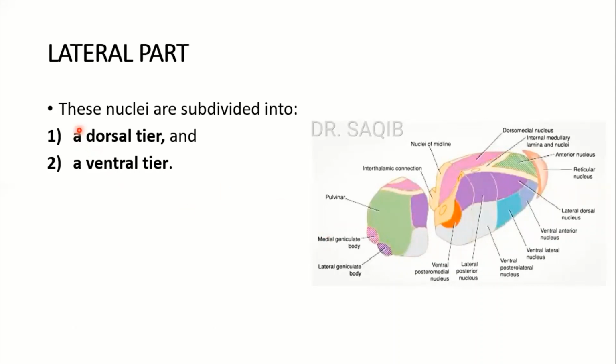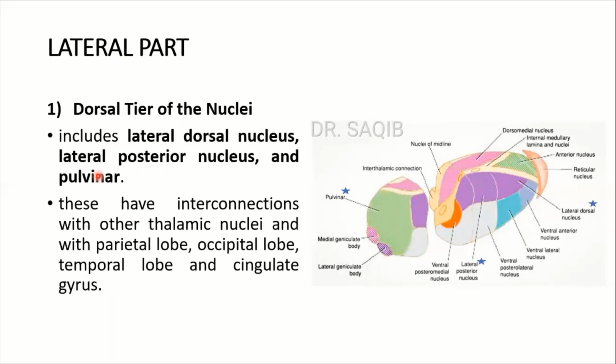Here we go to the next, the lateral part. These nuclei are subdivided into a dorsal tier and a ventral tier. So the lateral part is subdivided into a dorsal tier of nuclei and a ventral tier of nuclei. First we will discuss the dorsal tier of the nuclei.